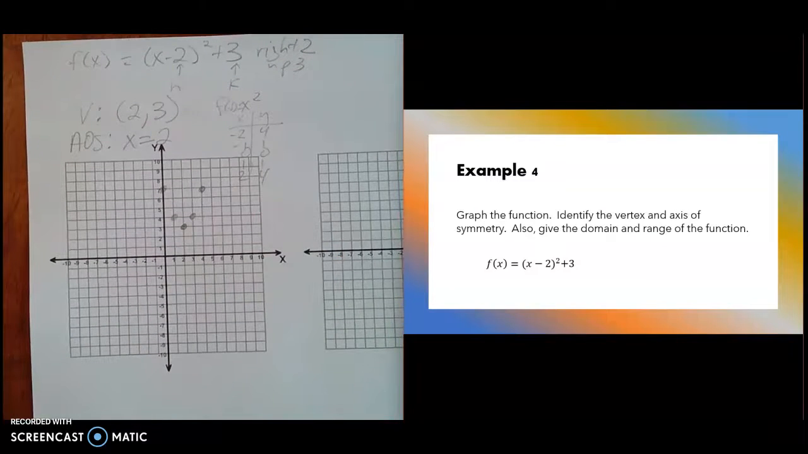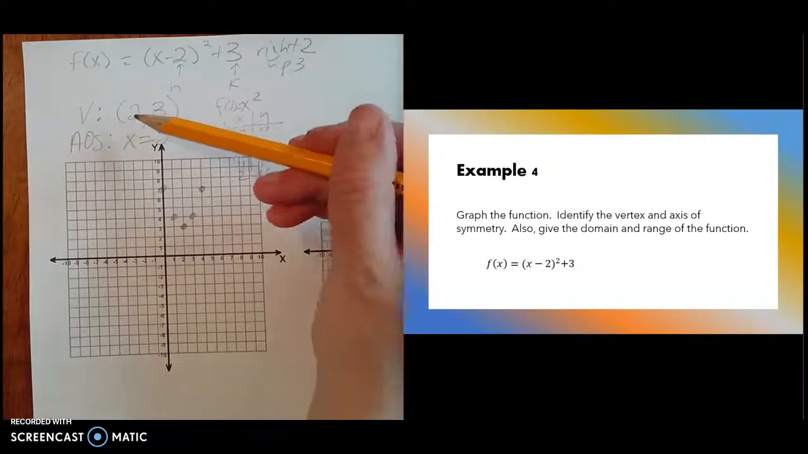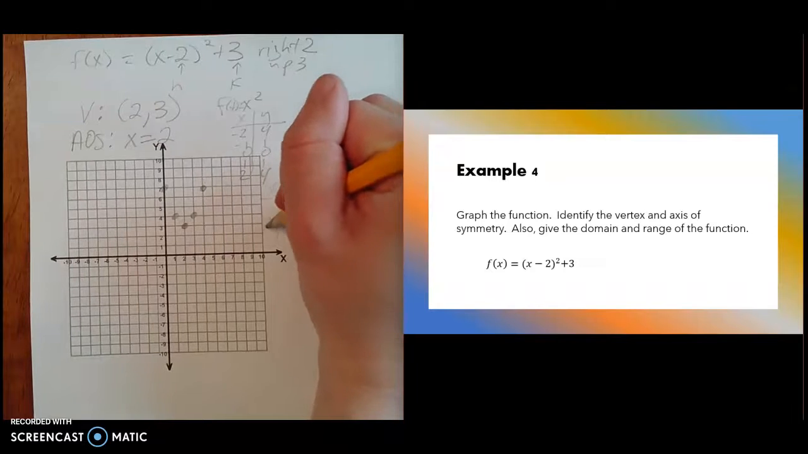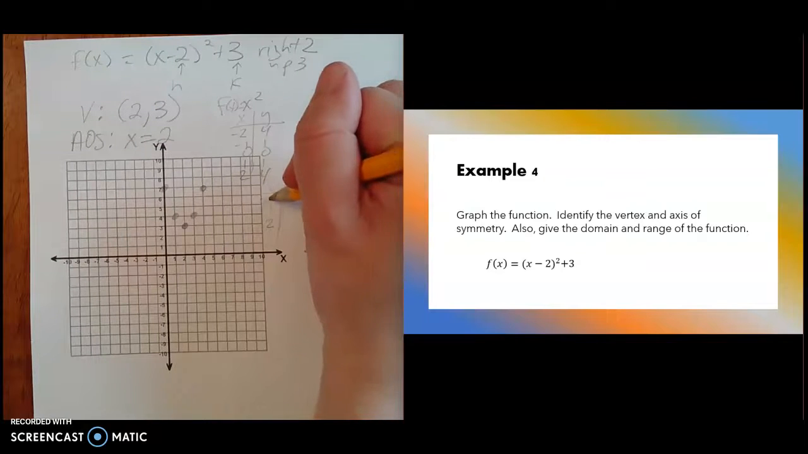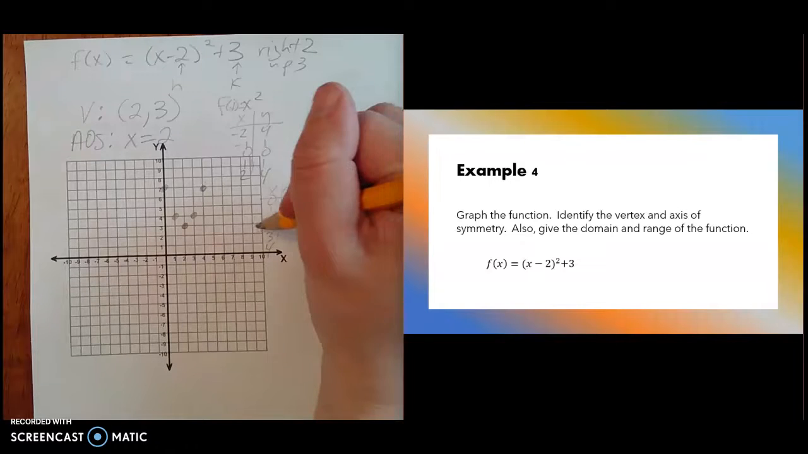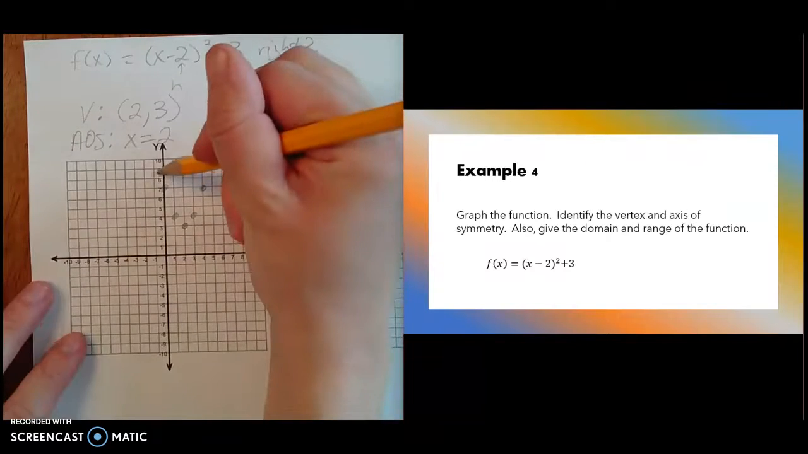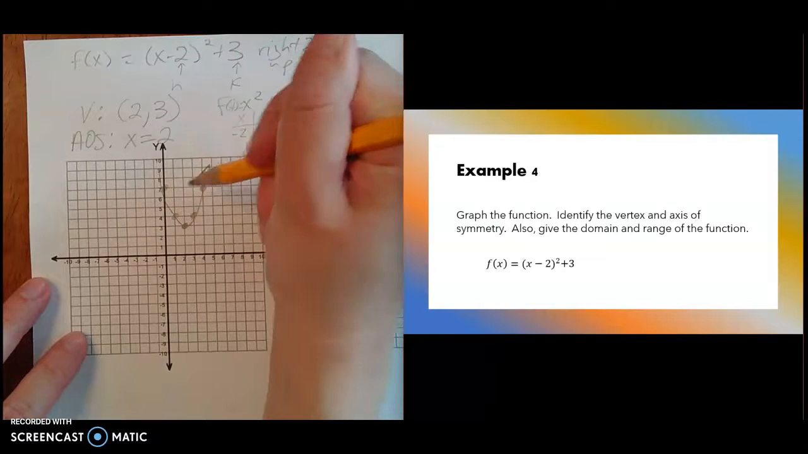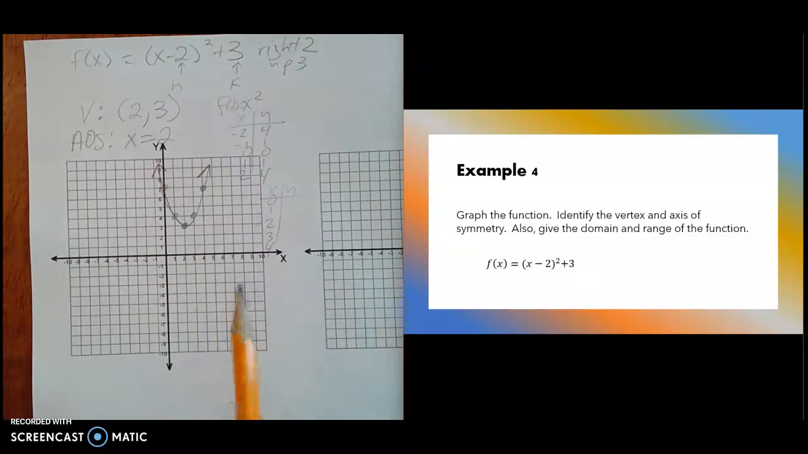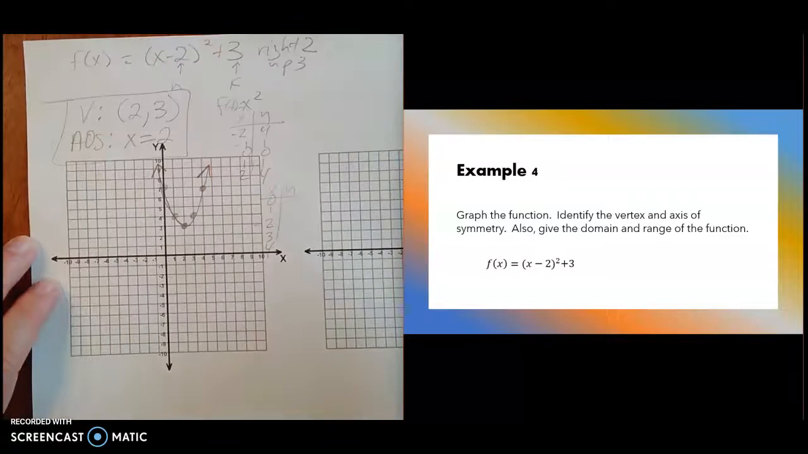You certainly could just make a table of values and say, well, my vertex is at 2, 3. So 2 should be my middle value when making a table of values. You could say here's 2, and I should probably do 1 or 2 before and a couple of them after, because I know that 2 is the middle value. All right, so here is our graph, and you'll get exactly the same points as what I just did with transformations.